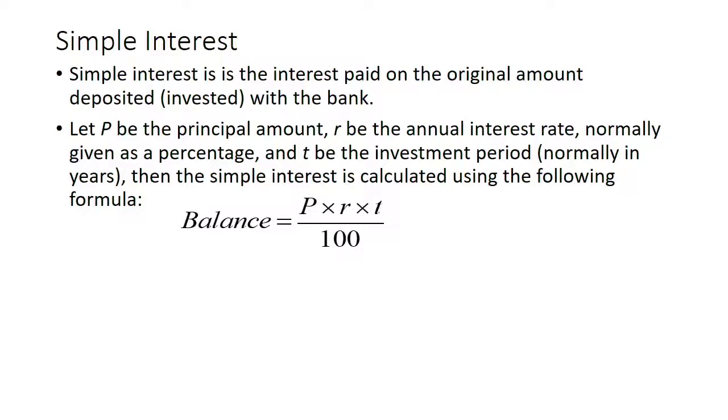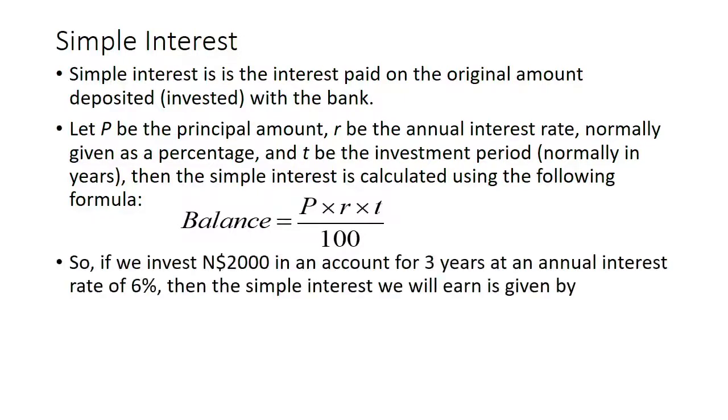You have the principal, the money that you put in, multiplied by R, multiplied by T, divided by 100. That's the simple interest, and this is the interest that you will earn on the money that you put in.